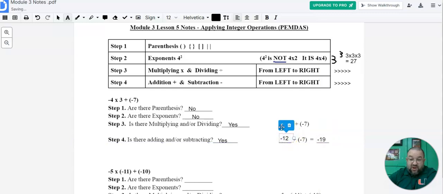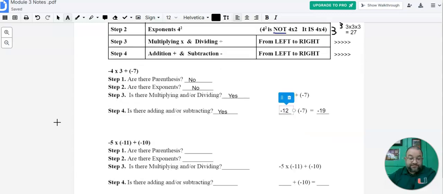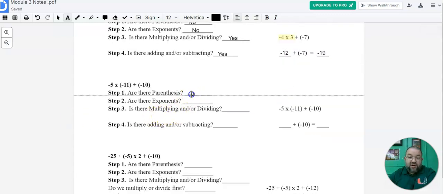Let me make this look a little prettier. And there we go. Again, if I'm writing it or typing it, you should be writing or typing it. Okay? So let's go to the next one. Are there parentheses that we need to solve something? In this case, no. Are there exponents in something we need to solve? Again, no. Are we multiplying or dividing anything? Yes, we are. Again, I'll pick up that highlight tool.